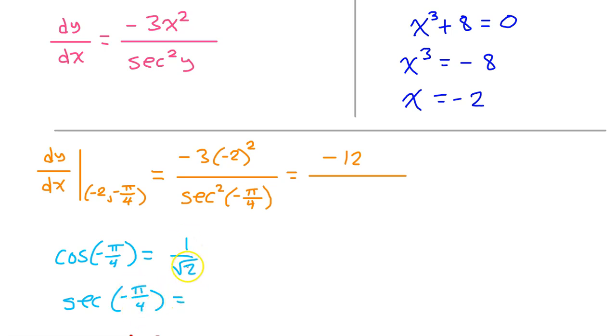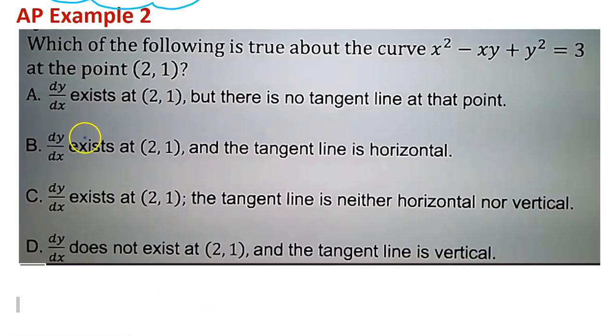will be the reciprocal of this, which is why I wrote it this way instead of radical 2 over 2, because when we do the reciprocal, it becomes a nice, simple radical 2. Secant squared negative pi over 4 will be radical 2 squared, which is just 2. So this becomes negative 6.